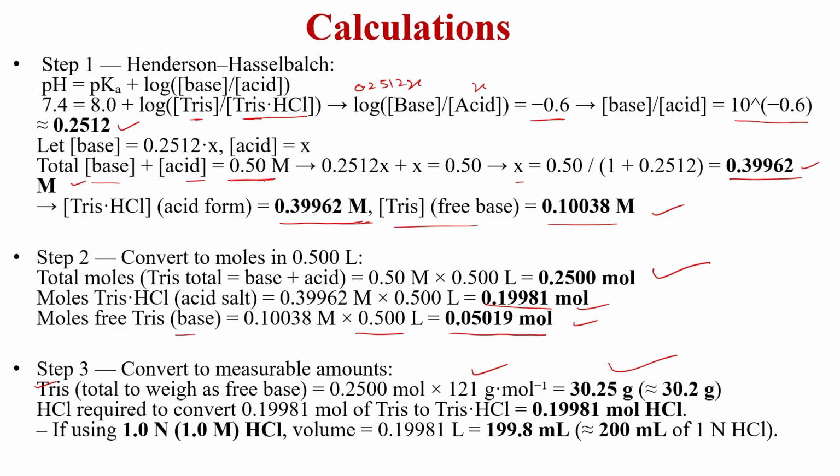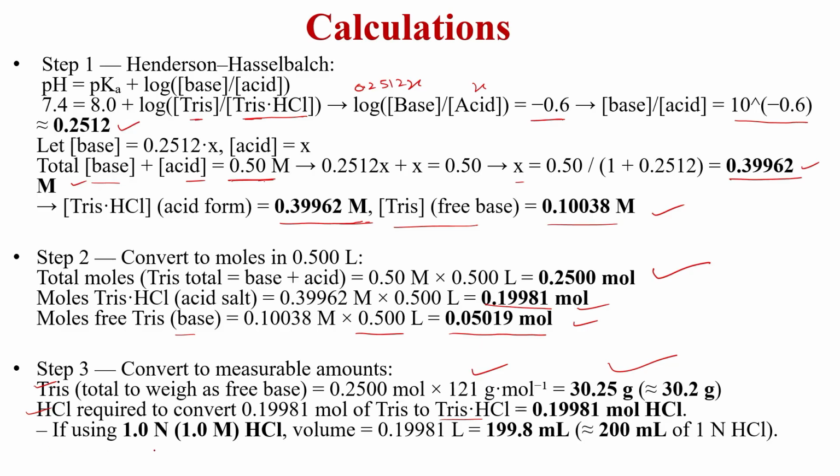So this is the total Tris that is required, and how much HCl is required to convert Tris to Tris-HCl? We require 0.19981 mole of Tris-HCl, so from the total Tris, 0.19981 mole HCl will be required, because this much Tris will be used from this, and we will have 0.19981 mole HCl that is required.